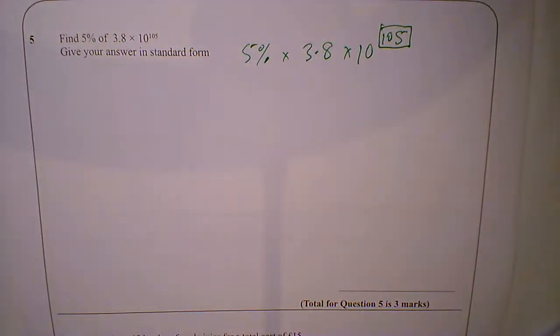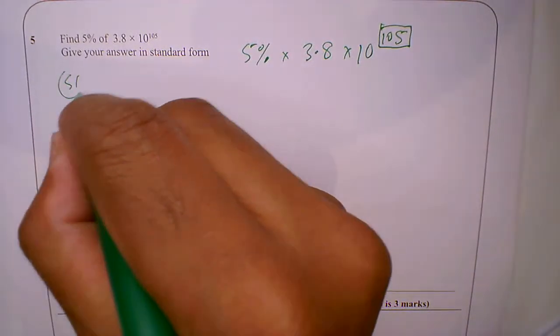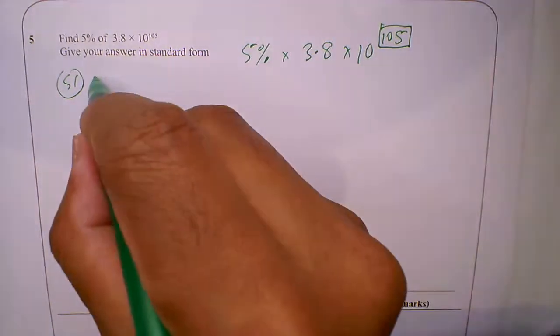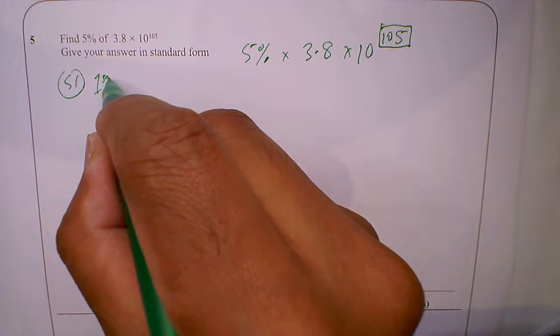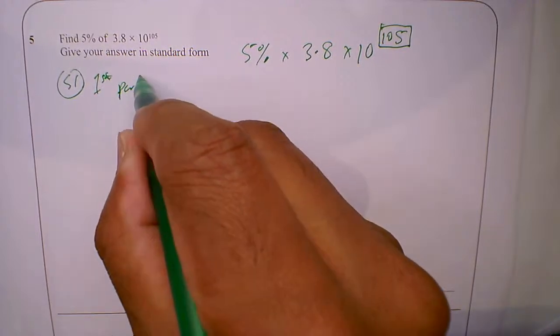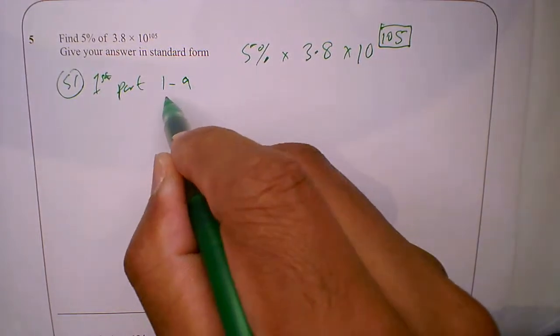So we need to remember how our standard form works. So step 1 is the first part needs to be 1 to 9.